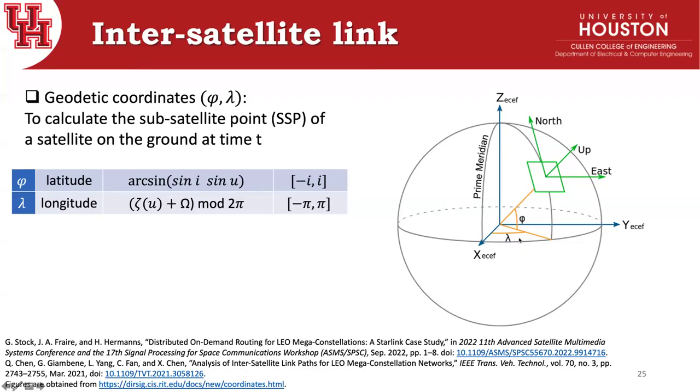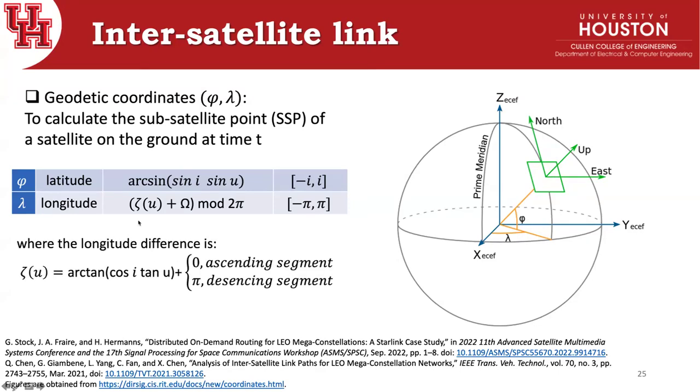So phi and lambda are the latitude and longitude, which we use every day in our navigation systems. And as you can see, at the center of this green circle is the sub-satellite point of a satellite on the Earth. And this lambda and phi denote its location. And here is an equation to calculate zeta u.